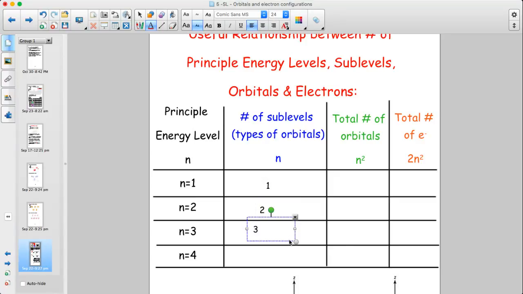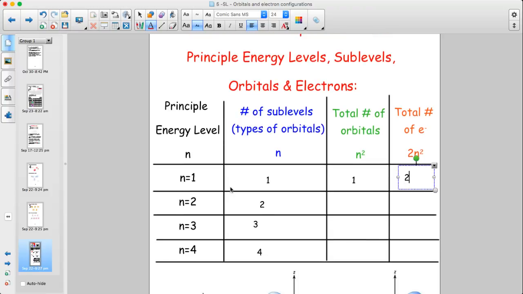In the third energy level, there are going to be three types of orbitals. And in the fourth energy level, there are four types of orbitals. So the total number of orbitals in any given energy level is n squared. So 1 squared means that there's only one orbital total in the first energy level. And because you can have 2 electrons in any one orbital, the number of electrons that you can have in a given energy level is 2n squared. So here's n squared, it's 1, times 2 is 2.